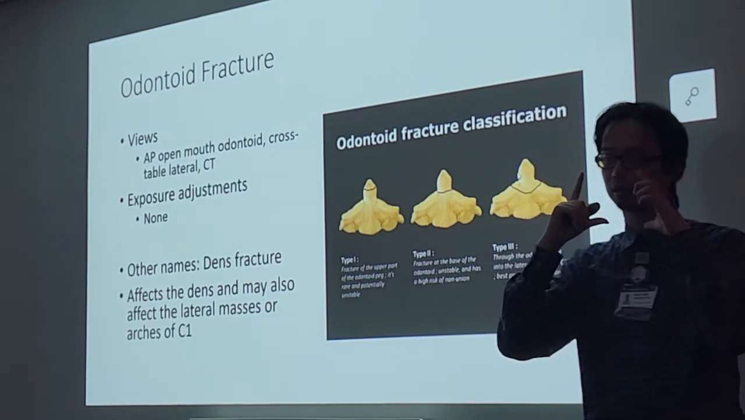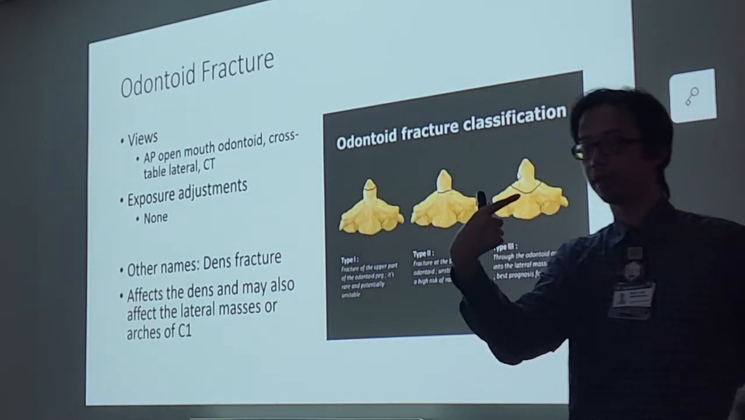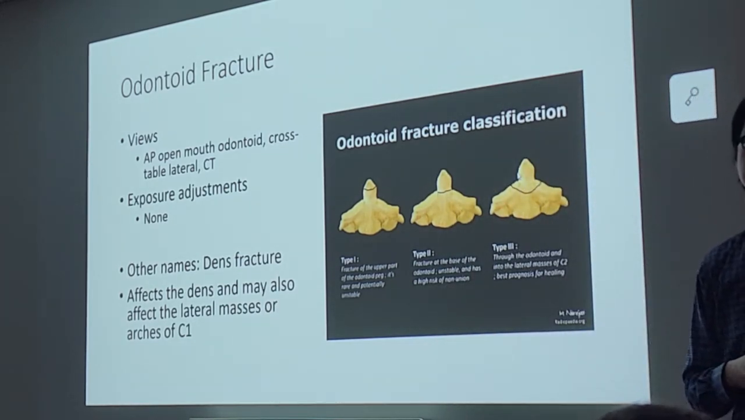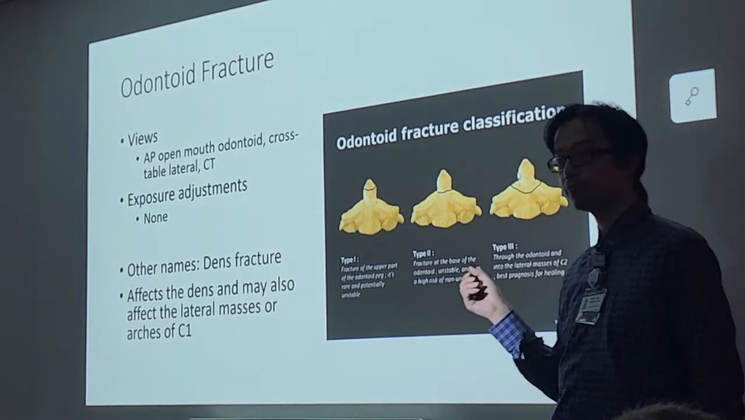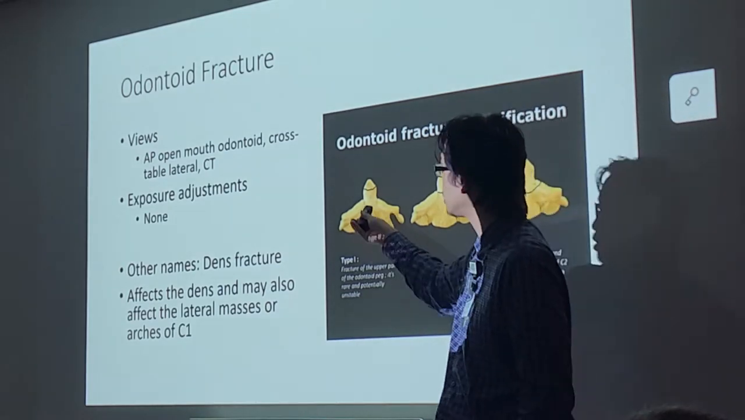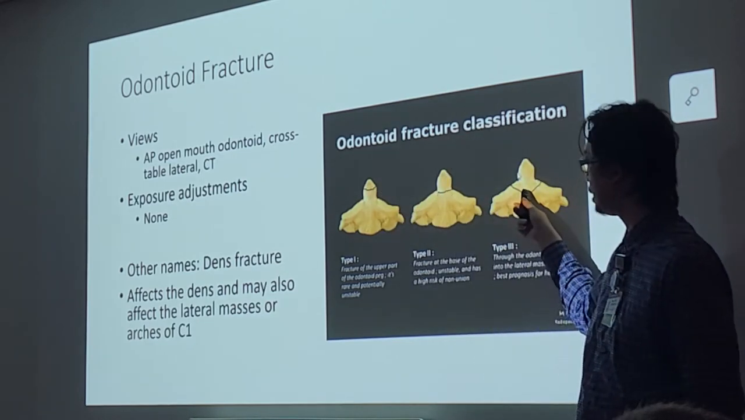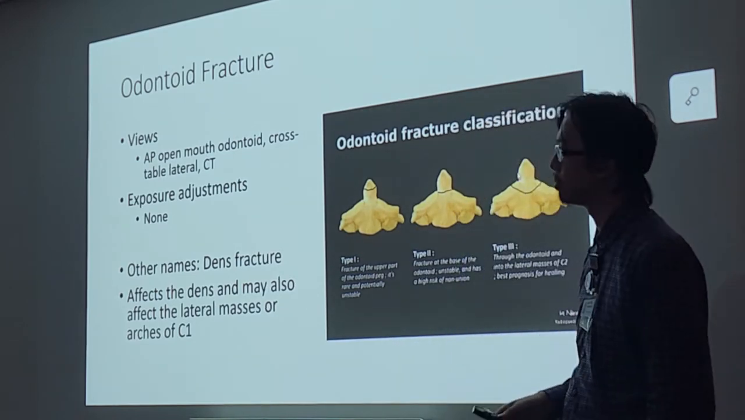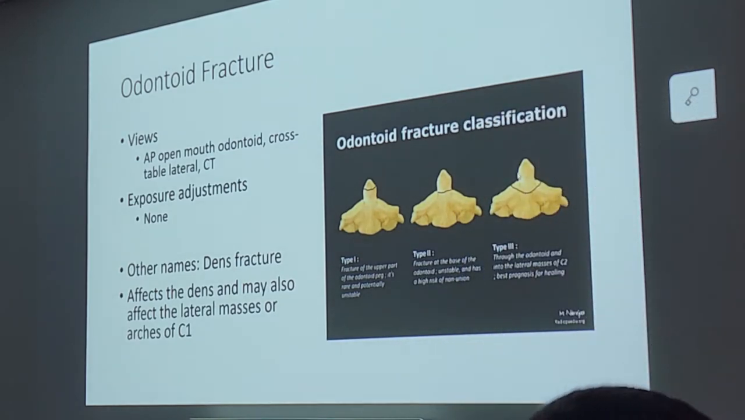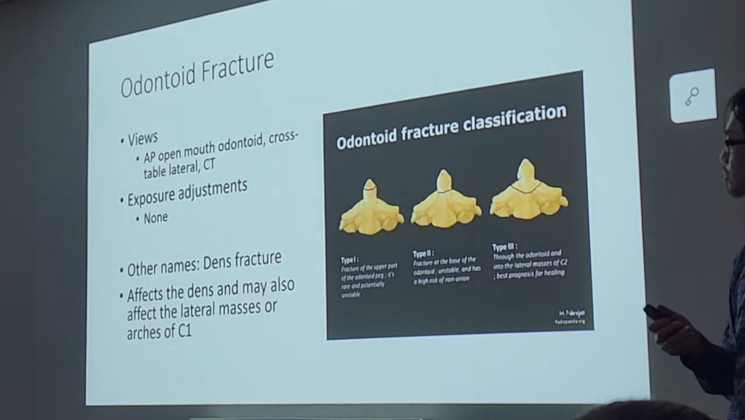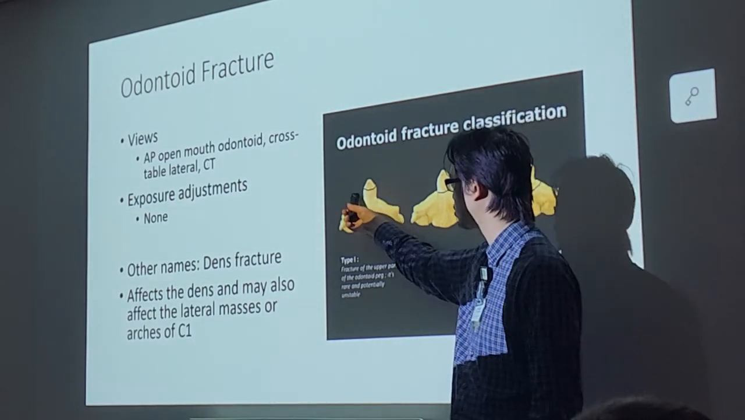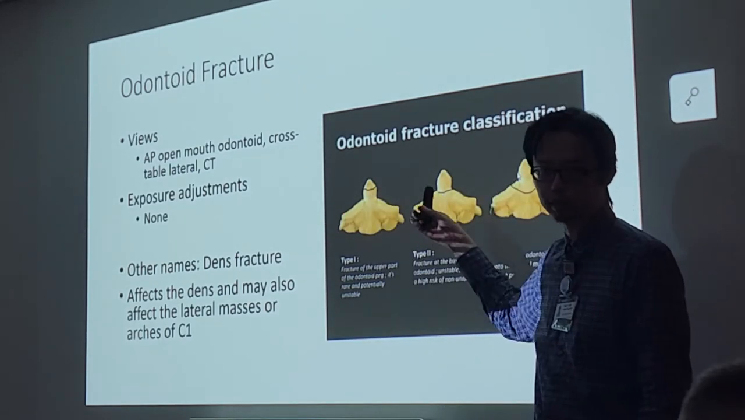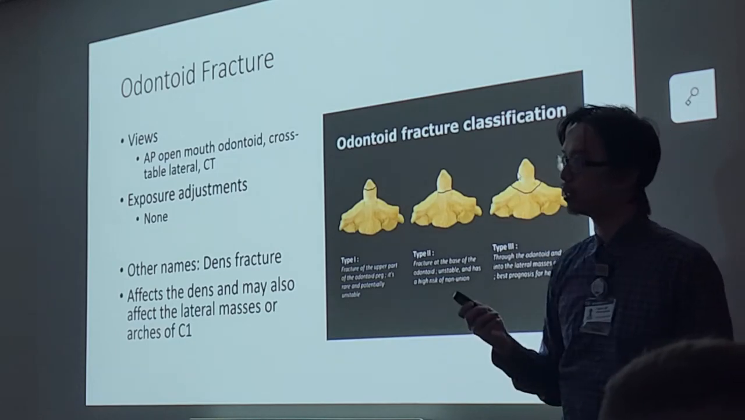Why? Opening up their mouth gets their teeth out of the way, and then you can see the odontoid process through the mouth. Our job when we do that is to check the entire odontoid process, the tip all the way down to the base, all the way down to these lateral masses. So we want to be able to see the whole odontoid when we do those X-rays. And so we have our odontoid fracture or our dens fracture, basically just a transverse fracture that breaks through part of this process, either the tip or the whole thing.